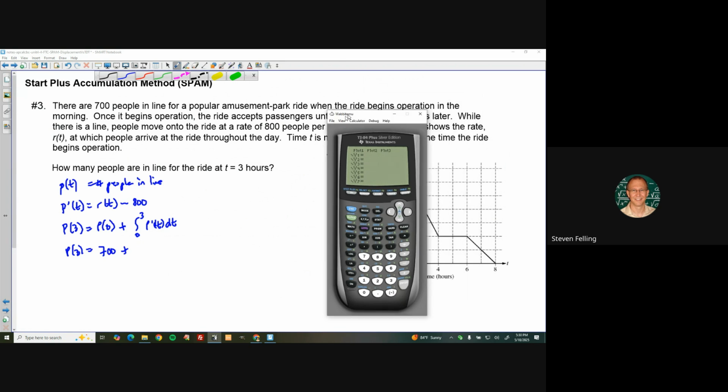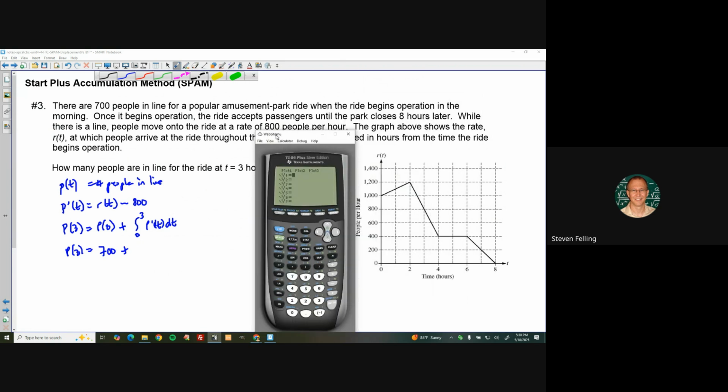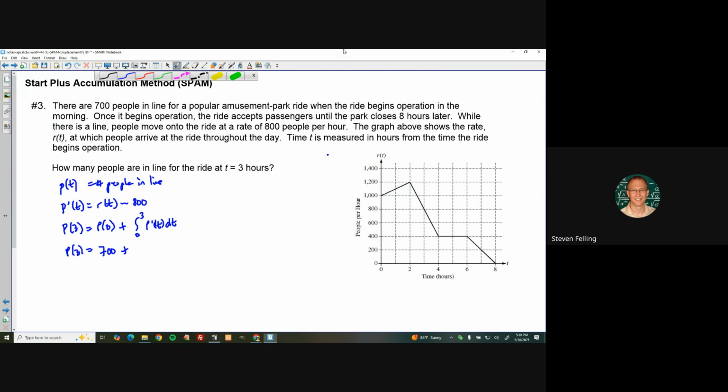So R of t, oh, I guess I can't do it with a calculator because I'm going to need to find the area under a curve. Yep, they didn't give me that directly. So I think I'm going to have to do something really quick. Well, let's write this out. I'll do another step here.